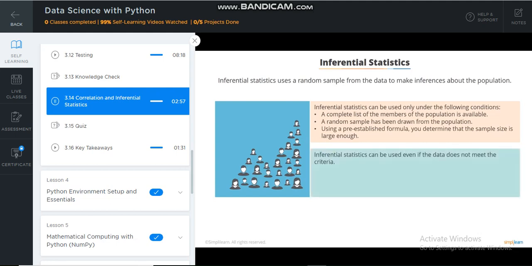Inferential statistics can be used even if your data does not meet these criteria. Inferential statistics can help determine the strength of the relationship within your sample. If it's very difficult to obtain a population list and/or draw a random sample, then you do the best you can with what you have.